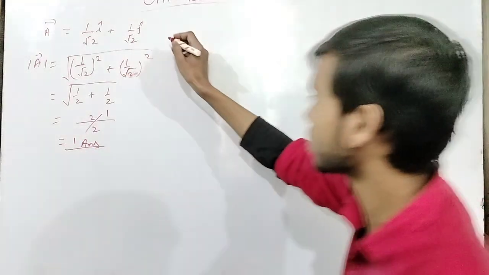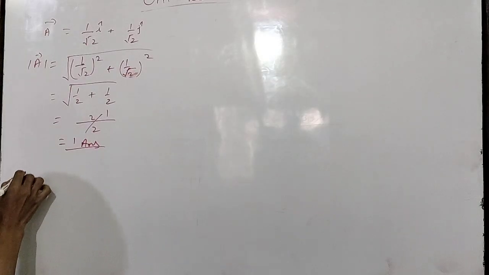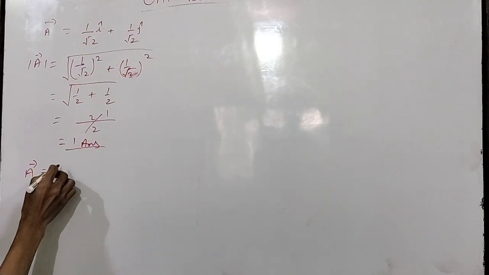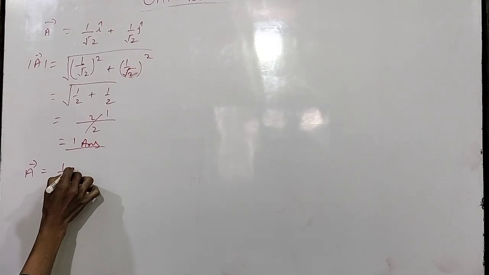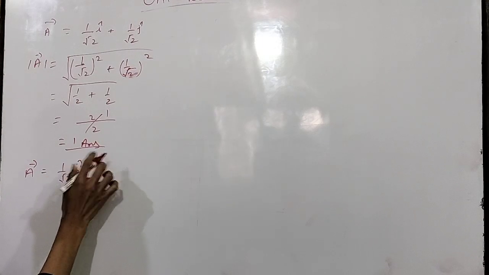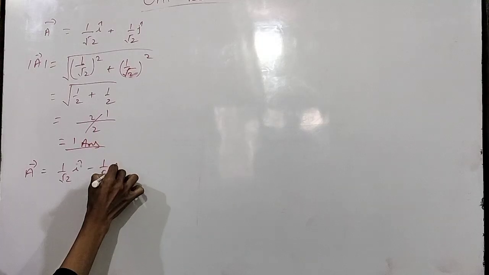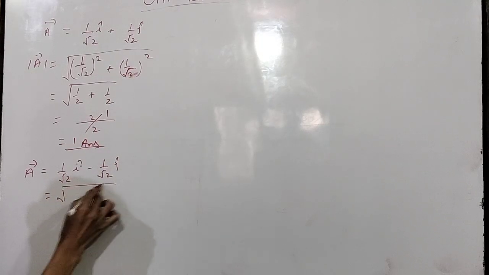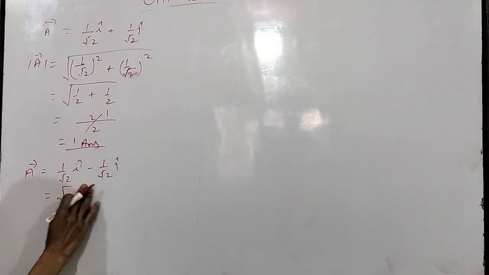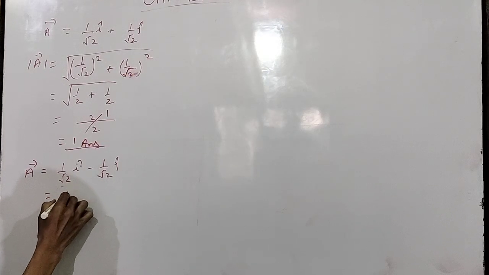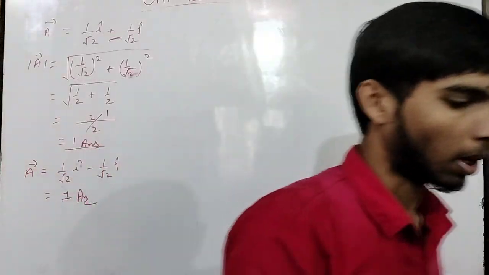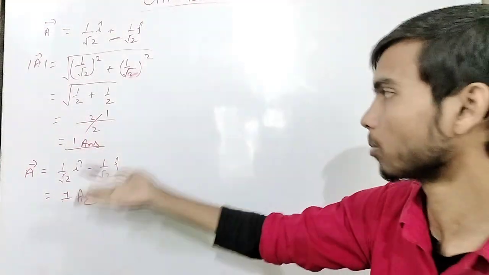Next, same. Only we will replace this positive by negative: I cap minus 1 by root 2 j cap. Again, the answer would be 1. Just we replaced this positive by negative, and the magnitude is the same. You can see 1 by root 2, 1 by root 2. That's why 1 will come again.